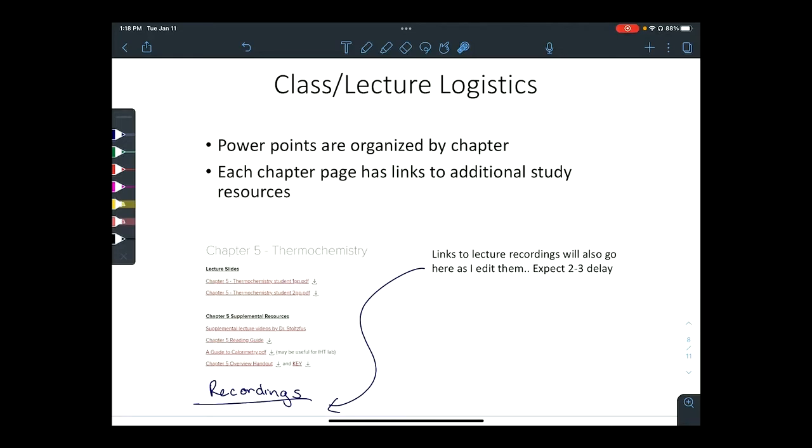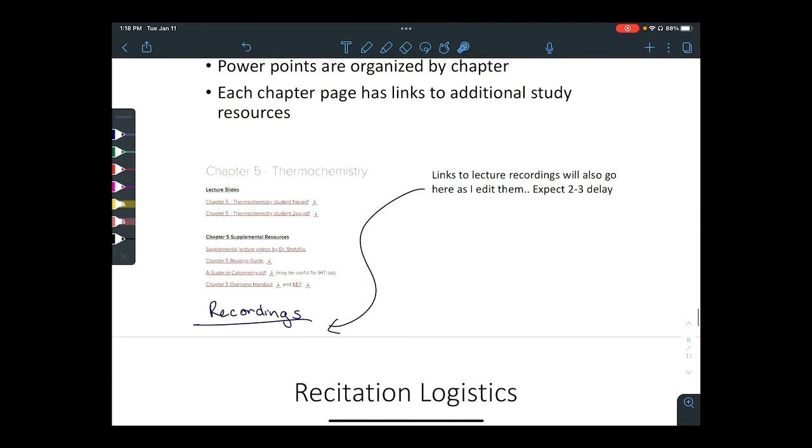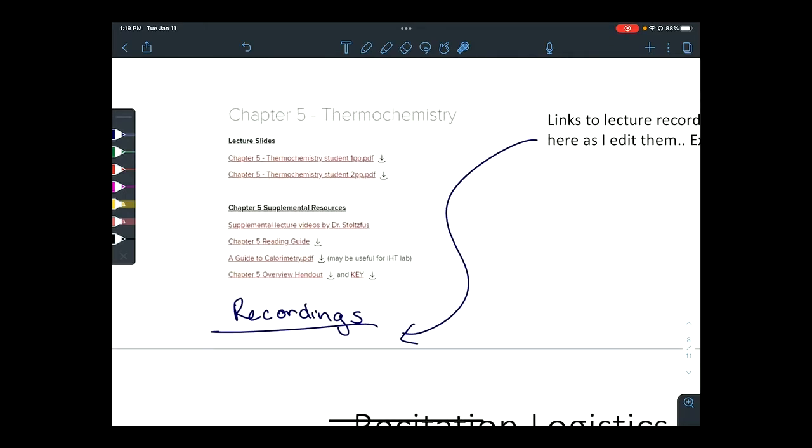So just recognize that everything I post concerning lecture is on our modules. So each chapter is where I will put all of the information. So for example, this is chapter 5, this is what you'll see, lecture slides. I usually post them two different ways, one slide per page and another way 2 slides per page. Just figure out what works best for you.